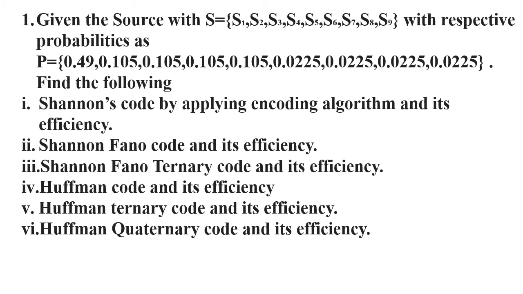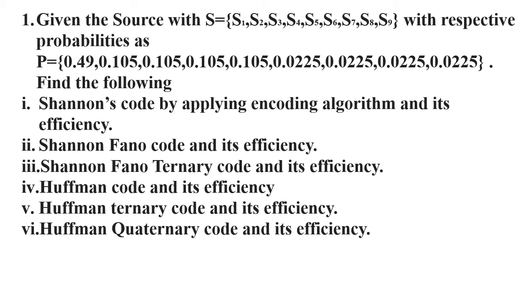Given the source S is equal to S1, S2, S3, S4, S5, S6, S7, S8 and S9, that is 9 symbol values with respective probabilities as 0.49, 0.105, 0.105, 0.105, 0.105, 0.0225, 0.0225, 0.0225 and 0.0225 respectively, find the following.